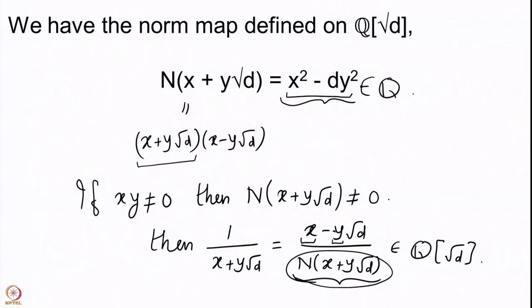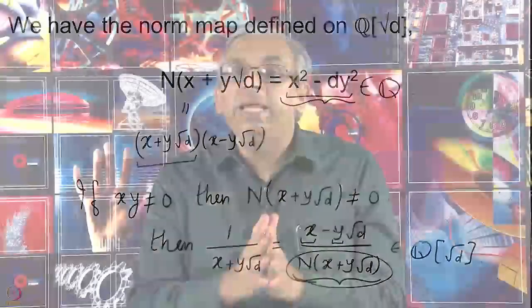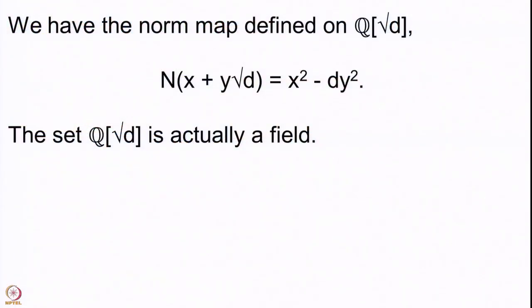So ultimately this number is again in Q root D. This tells you that you can always divide by a non-zero element of Q root D and remain in the set Q root D. This is all encoded in the sentence that the set Q root D is actually a field. Just like we have seen the notion of a group, there is also the notion of a ring, and here we have the notion of a field. Whatever it means, it just says that you can divide by non-zero numbers, and of course you can add and subtract and multiply by any number and you will remain in the set Q root D.